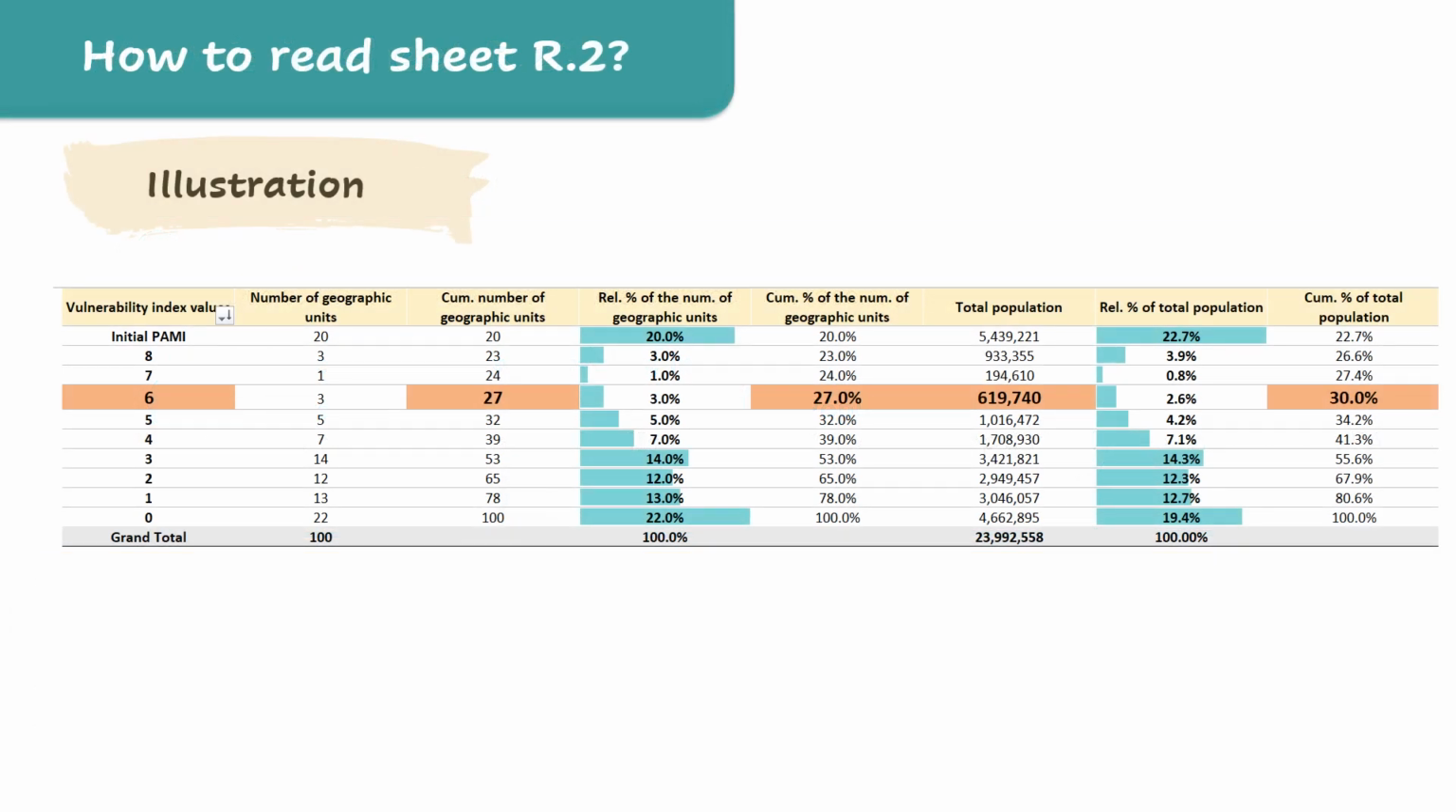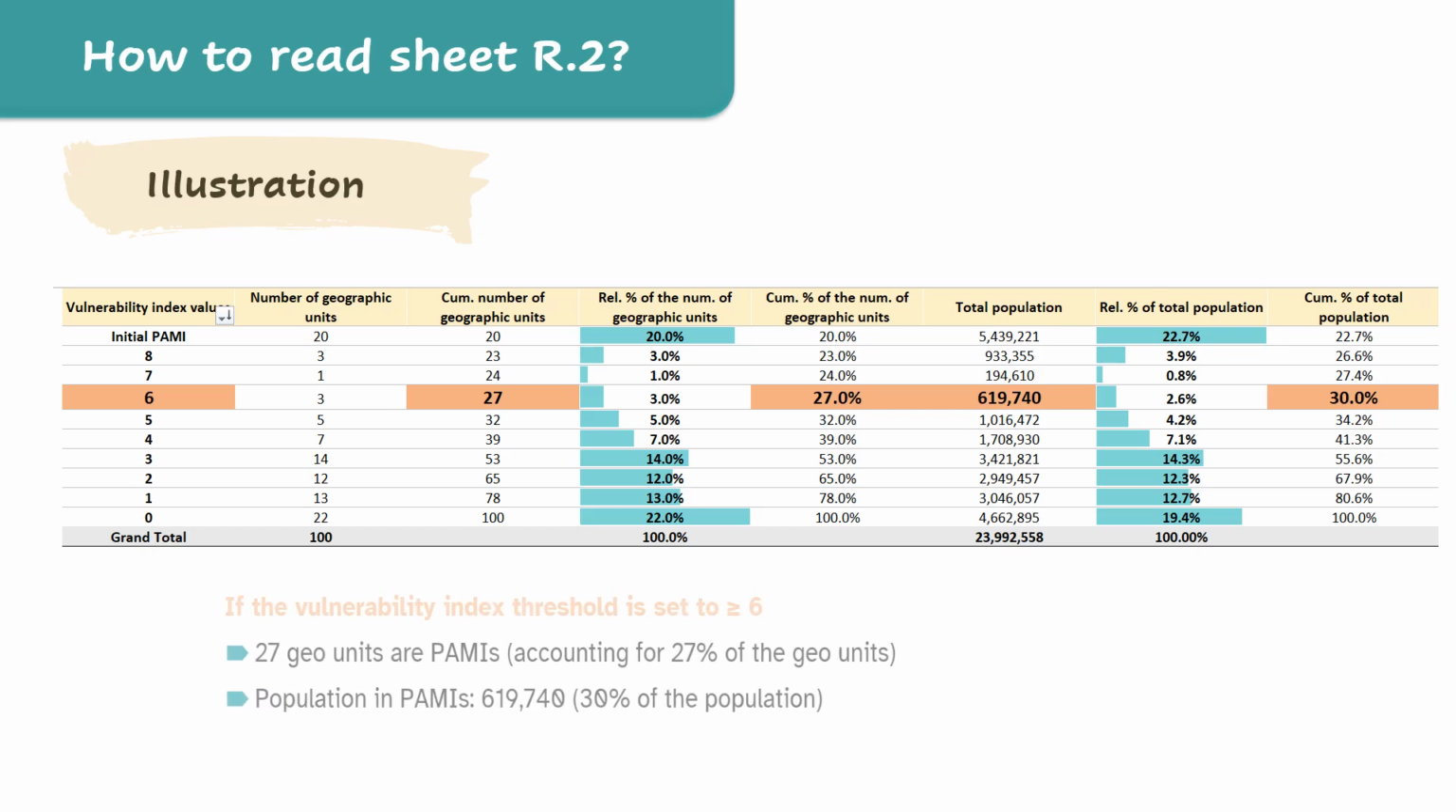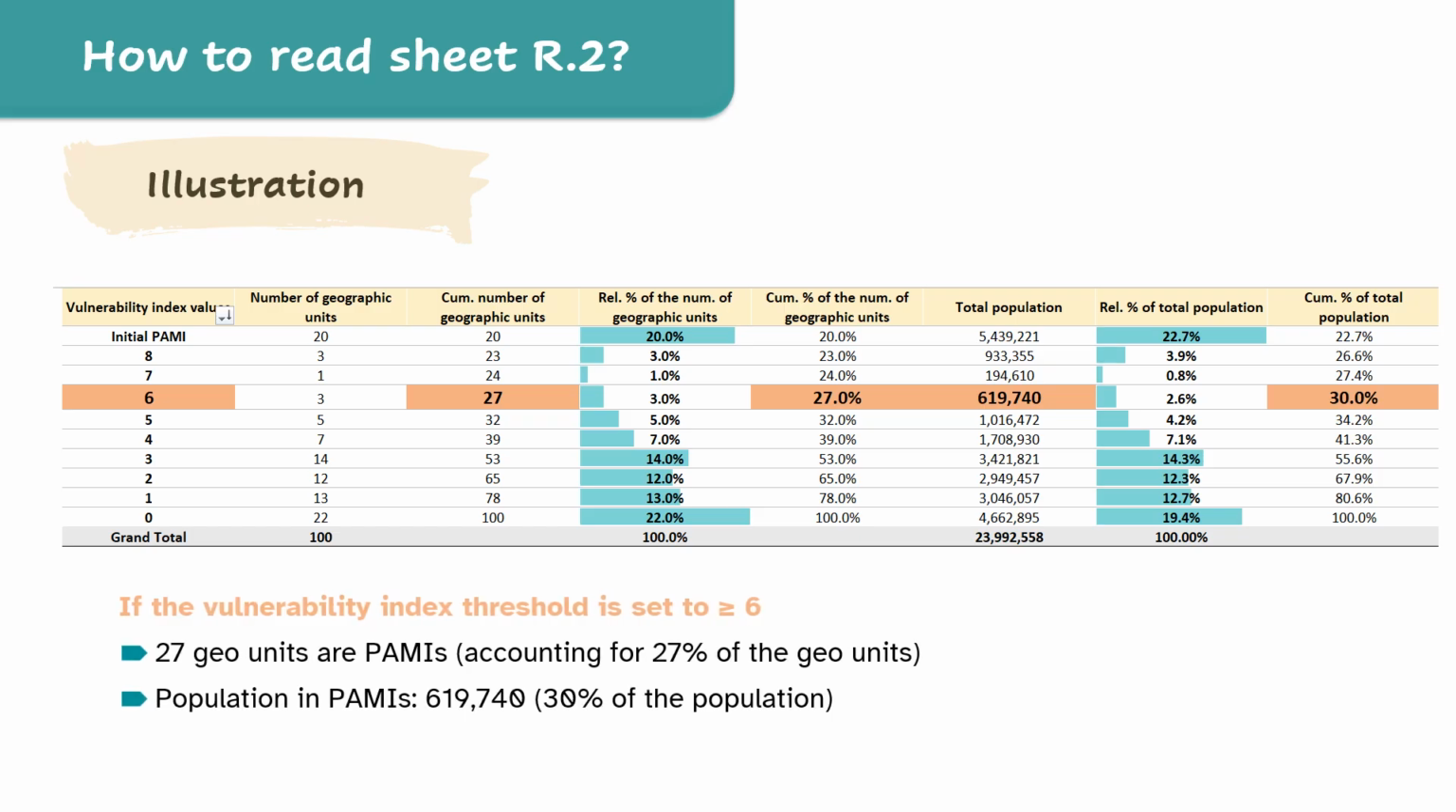For example, using fictive data from a training dataset, here is how to read the table displayed in Sheet R2. If the vulnerability index threshold was set to 6, then 27 geographic units would be PAMI, including 20 initial PAMI, representing in total 27% of the geographic units of the country. The population in PAMI would be 619,740, accounting for 30% of the country population.